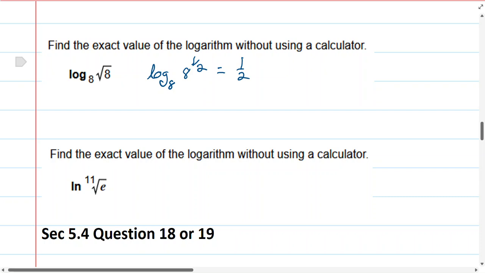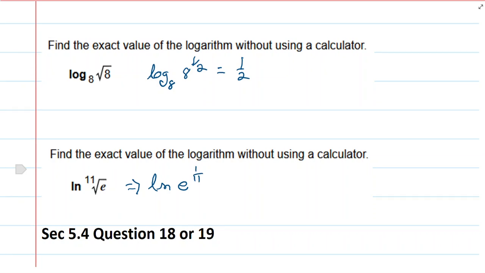Find the exact value without using a calculator on a natural log. This one's kind of tricky, but it's not. We're going to rewrite it as e to 1 over 11. Okay, so ln and e are inverses.